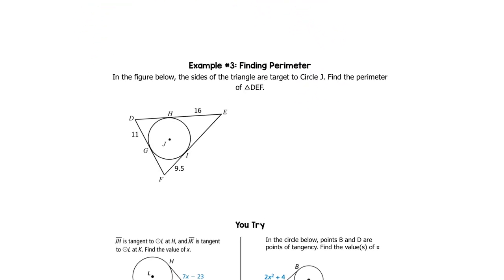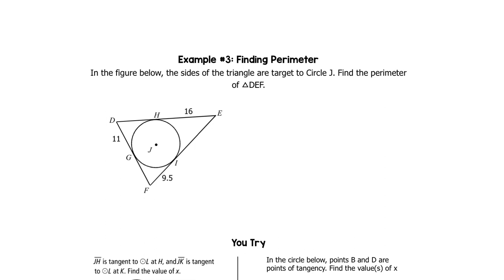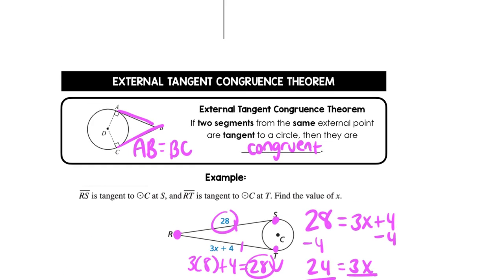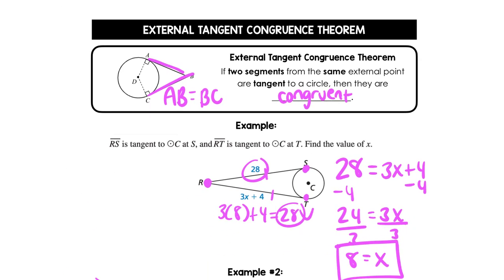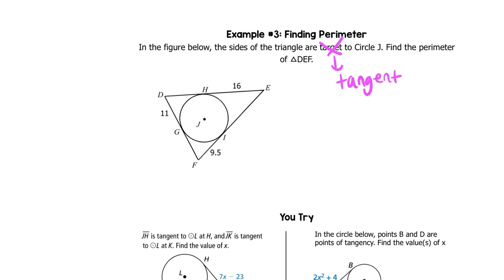Let's see. Oh, this is perimeter. Okay. So in the figure below, the sides of the triangle are tangent. That should say tangent. Typo. Tangent to circle J. Find the perimeter of triangle DEF. So this is using that external tangent congruence theorem. And I'll show you how.